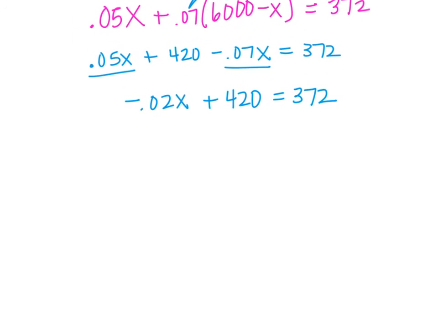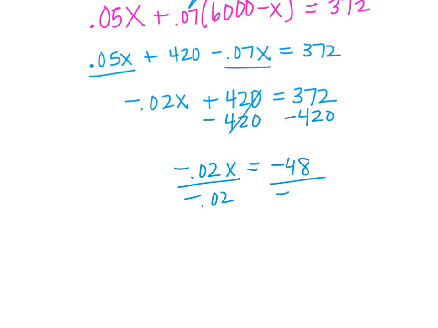Then we solve for x. We're going to subtract that 420 from both sides. So negative 0.02x equals negative 48. And then divide both sides by the negative 0.02. So x is equal to 2,400.